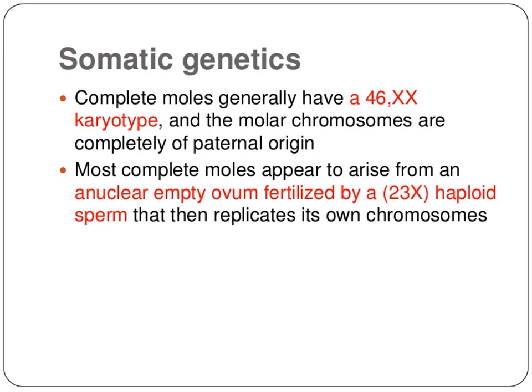Now, genetically, a complete mole basically arises from an anuclear, empty ovum that loses its genetic material and is fertilized by a single sperm that duplicates its genetic material, or by two sperms. So the chromosomal material in a complete mole is completely of paternal origin, and it has a karyotype of 46XX.